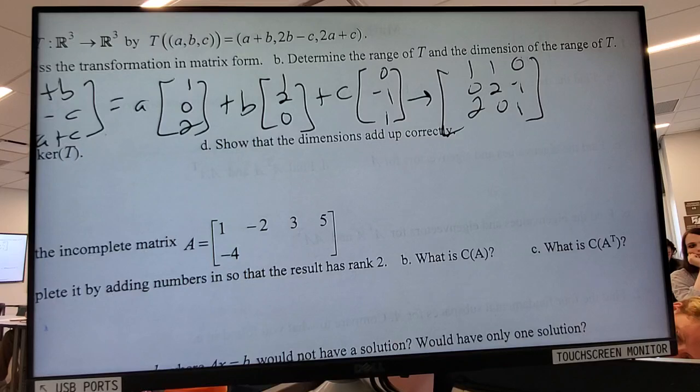Dimension-wise. Okay. How you guys feeling? Are you guys feeling all right? I mean, to be honest, compared to some stuff we've done, this is unbelievably straightforward. Yeah. I don't know if you guys agree with me.